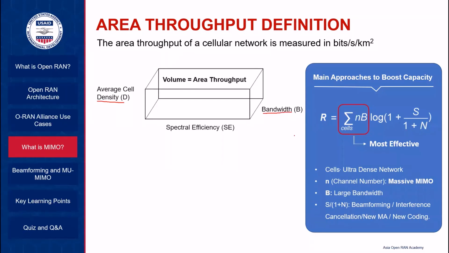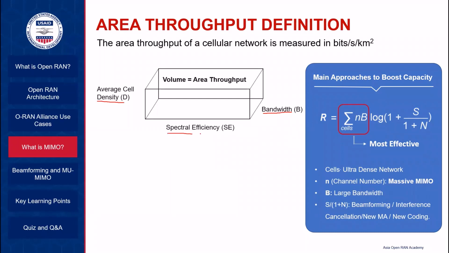The bigger the bandwidth, the better. For example, LTE has a bigger bandwidth compared to UMTS, and then 5G has a bigger bandwidth compared to LTE. That's why our throughput is higher.